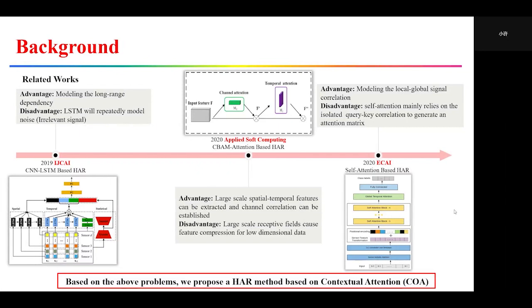The third method comes from ECAI 2020. This method embeds self-attention with a CNN baseline network. The advantage of this method is modeling the local-global signal correlation. The disadvantage of this method is that self-attention mainly relies on the isolated query-key correlation to generate an attention matrix.